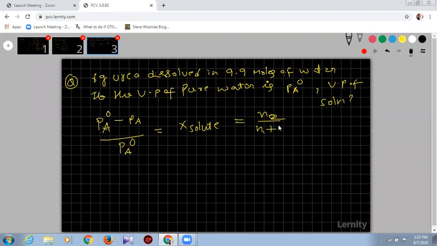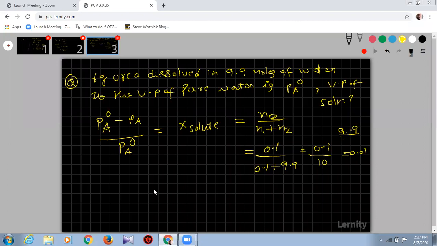Now the number of moles of solute: 6 grams of urea, that is 6 by 60, which is 0.1. Divided by 0.1 plus 9.9 moles of water, which is already given. So 0.1 by 10 is equal to 0.01.